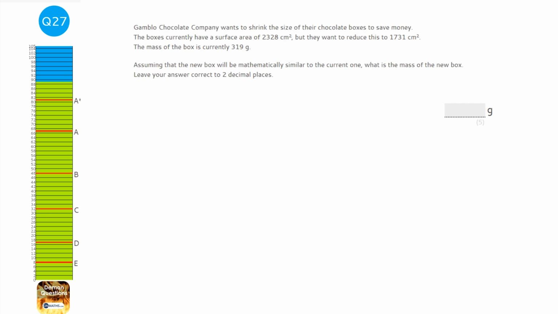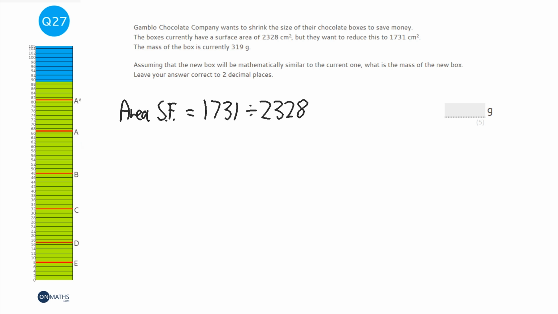This seems like quite a complicated question, but if you break it down into steps, it's much simpler. We need to find out first of all what the area scale factor is. Now it's important that you realise that there's a linear scale factor, an area scale factor and a volume scale factor. To work out the area scale factor, I'm going to get the 1731, which is the new size, and divide it by the old size, which is 2328.